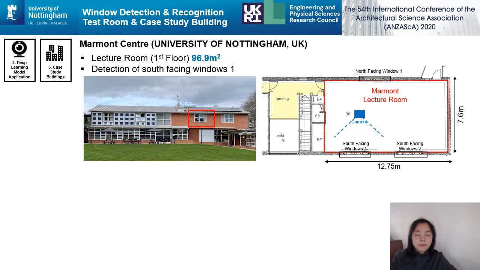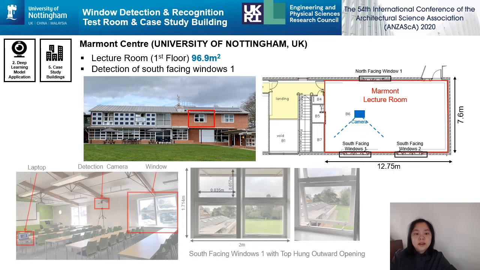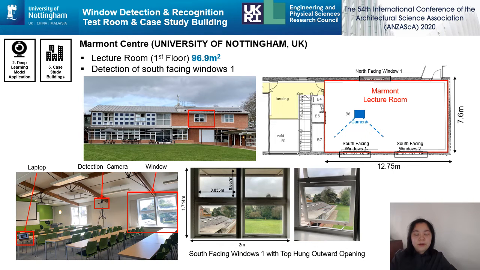A lecture room within the Marmont Centre at the University of Nottingham was used as the initial test room and was also modelled as the case study building for building energy analysis. This shows the setup with the south-facing window 1.